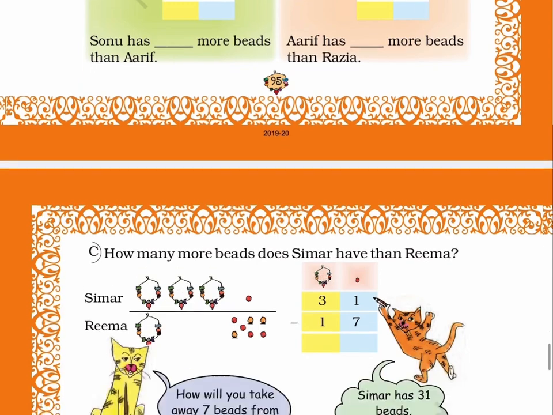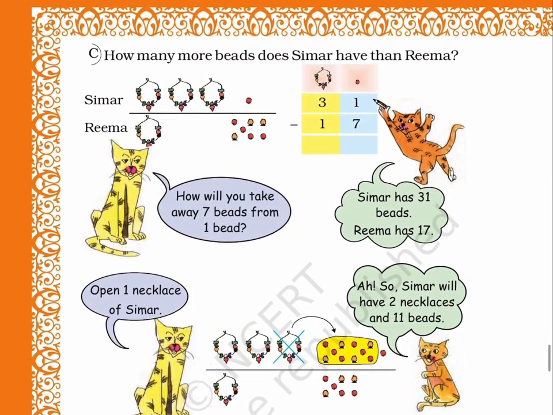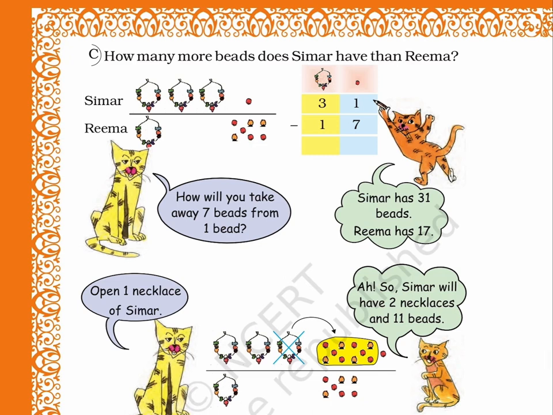Page 96. This page has 3 pictures and conversation of 2 cats regarding beads. The question number on this page continues from previous page. Let's begin reading this page. Question C. How many more beads does Simar have than Rima?